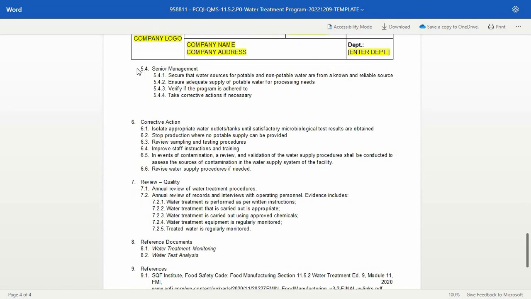And for the senior management, secure that water source for potable and non-potable water are from a known and reliable source. Ensure adequate supply of potable water for processing needs. Verify if the program is adhered to, and take corrective actions if necessary.